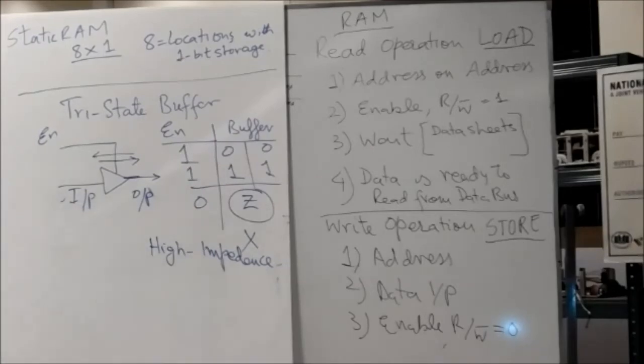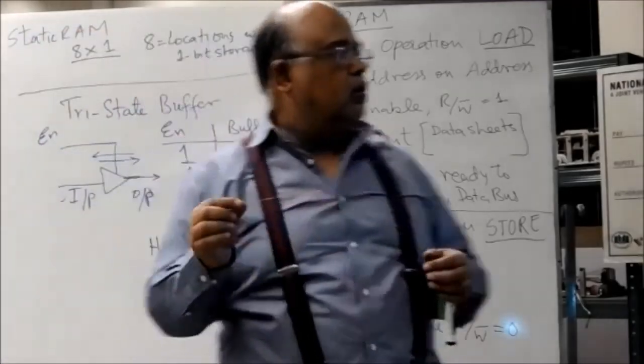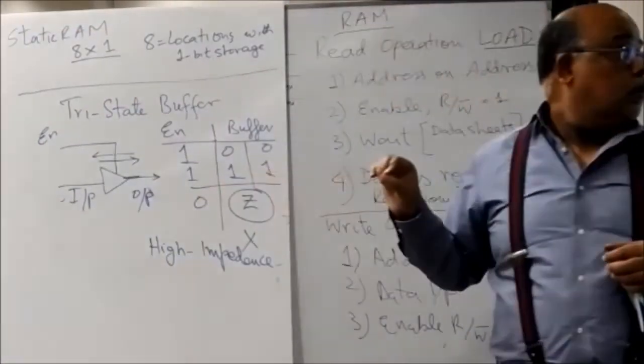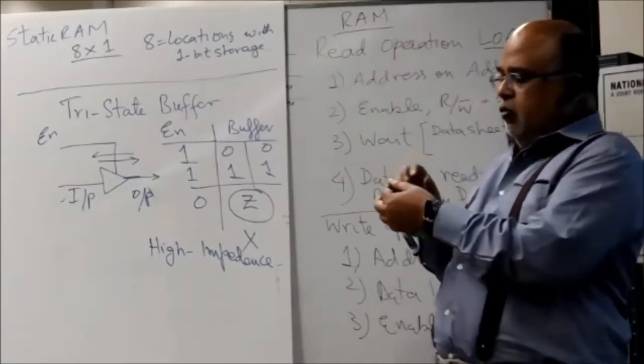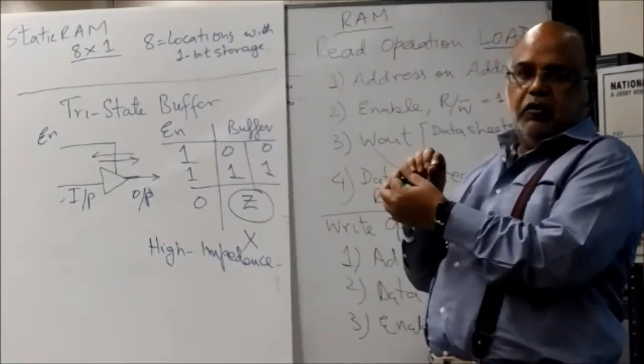If I give you an example, say I have this wire with me. If I connect one end of this wire to 0 volt, I will get 0 volt over here.